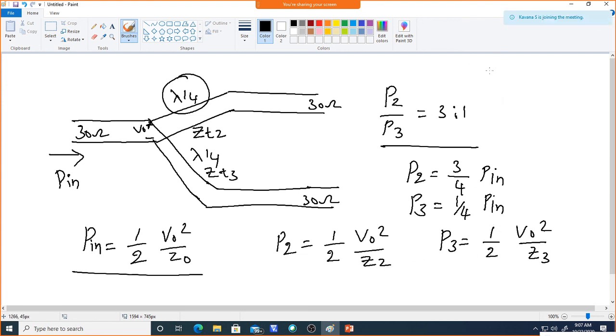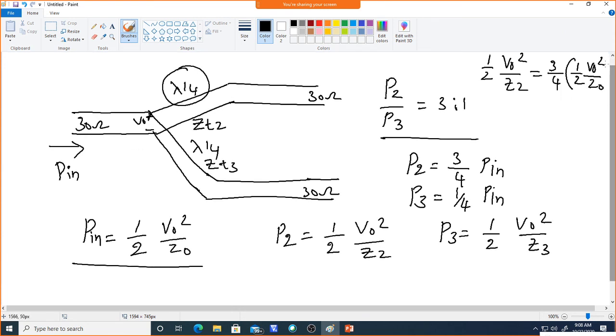Now we equate P2 and P in. What is P2? It is half into V naught square by Z2, which is equal to 3 by 4th of half into P in, V naught square by Z naught. Now half will get cancelled, V naught square will get cancelled. So 1 over Z2 is 3 by 4th of 1 over Z naught.